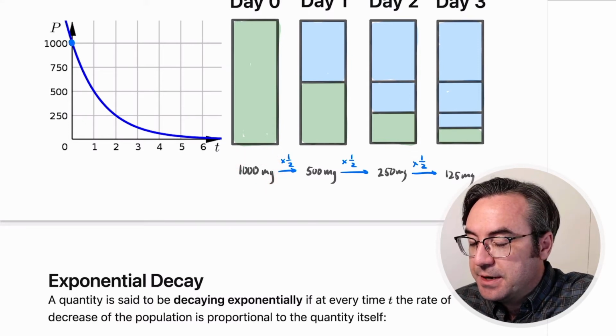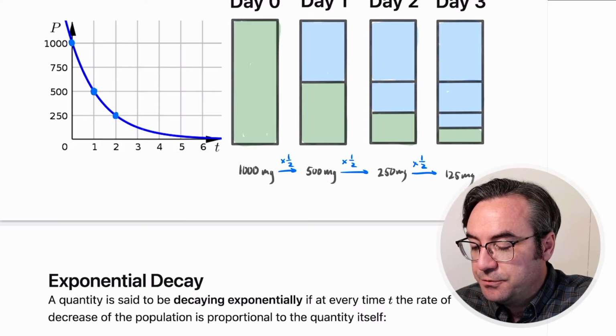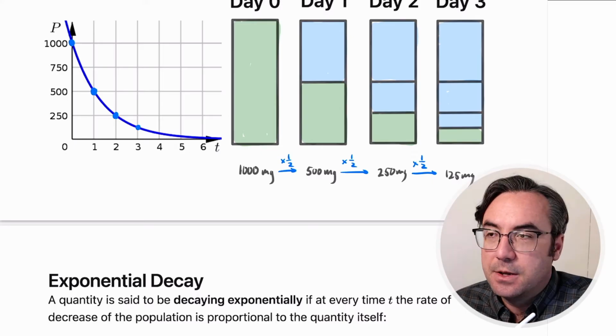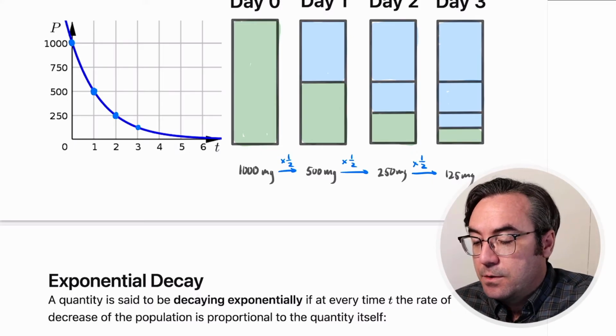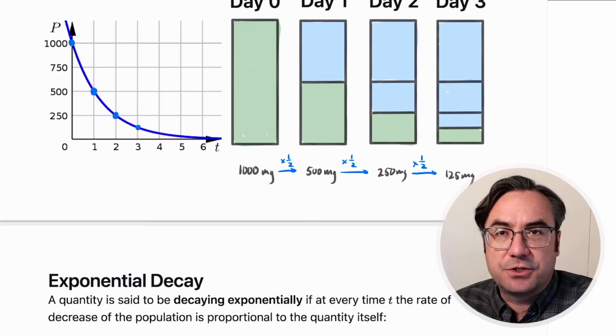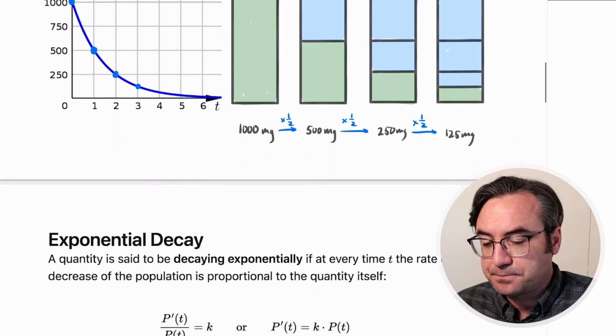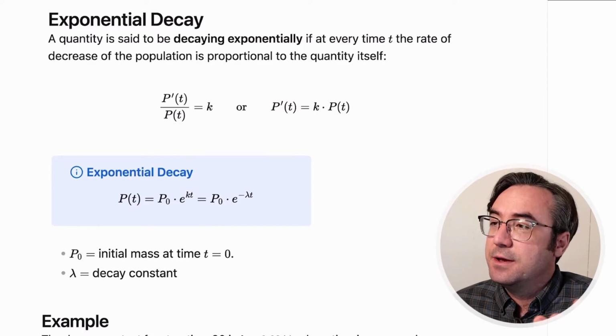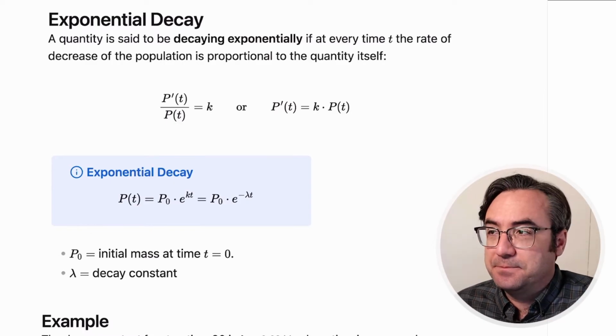So if we plot the corresponding exponential function, we're starting with 1,000. So we've got our first data point. Then day 1, we've got 500. Day 2, 250. And then day 3, 125. All right, so what is this exponential function? We want a formula for this. And it's going to be very similar to our exponential growth formula.